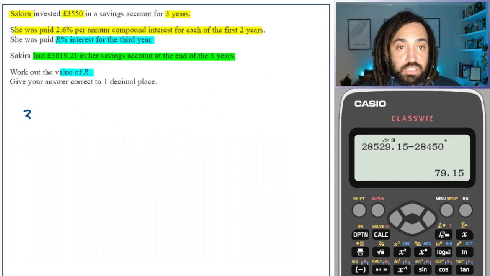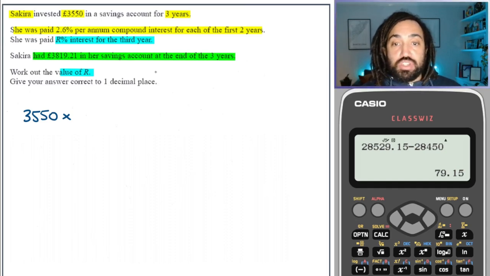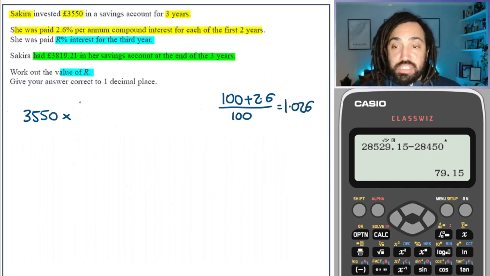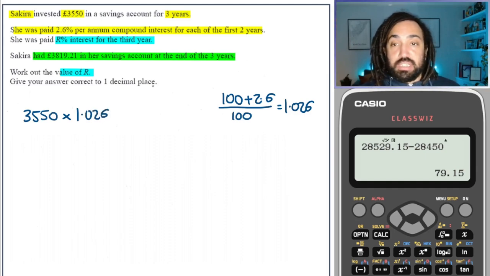So we're going to get our starting amount, and then we're going to multiply that by the 2.6% for 2 years. So if we start with 100% and we add on 2.6% and then divide by 100, this gives us our multiplier, which is this, and that's how much we need to multiply by to increase by 2.6%. We're then going to do that for another year, so I need to multiply by that multiplier again.